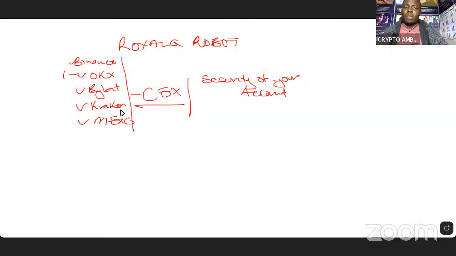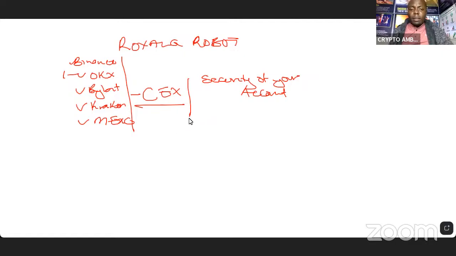Security is your personal responsibility. What these exchanges do is provide you with mechanisms of security, mechanisms on how you can take personal responsibility. You can basically save your assets.